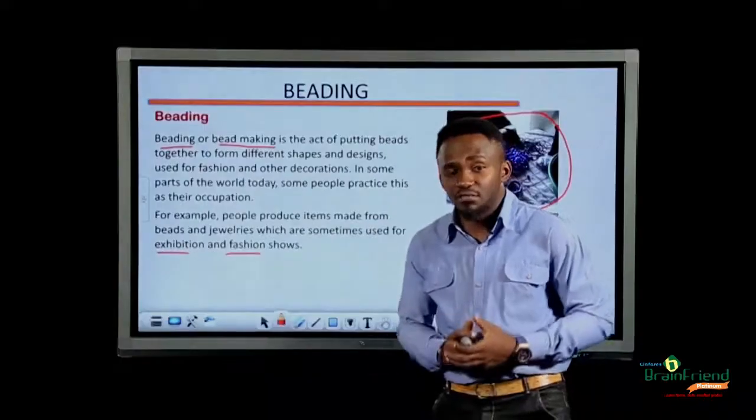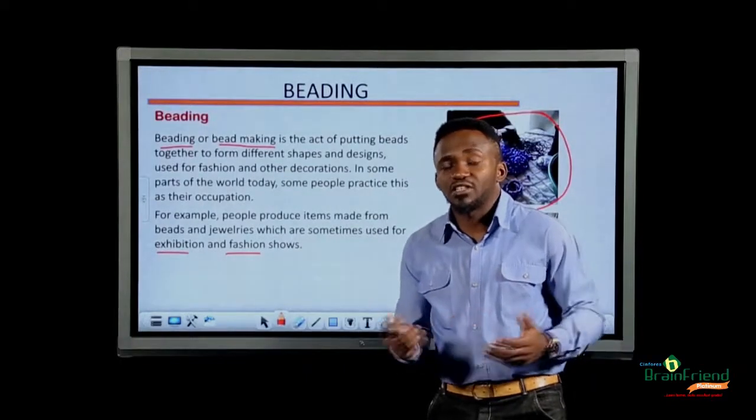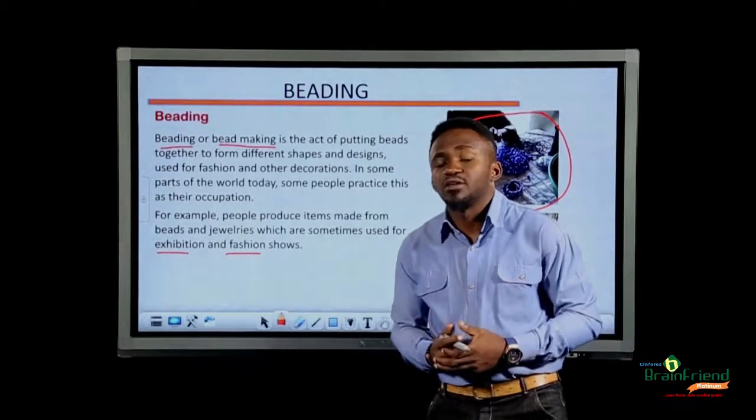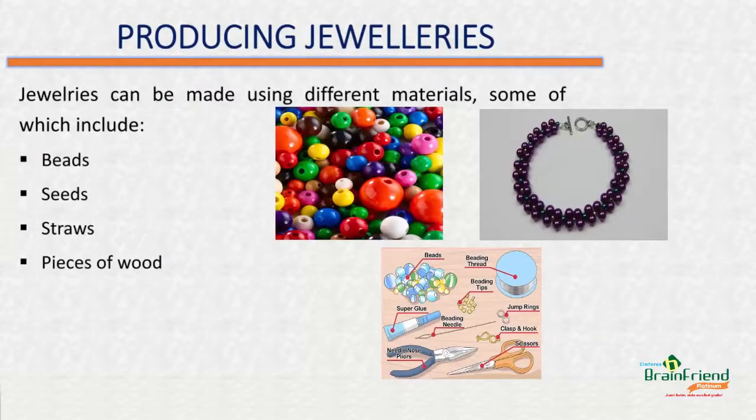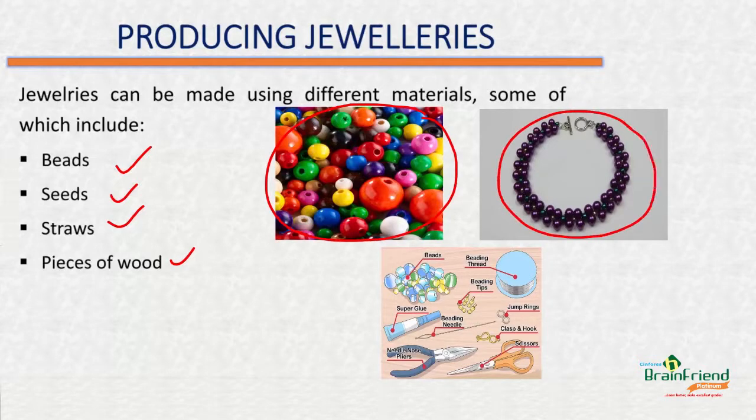Now, having looked at beads and bead making, just as I said earlier, there are several materials which can be used in making jewelries. Now, let's look at some of these materials. Number 1, we have beads. 2, we have seeds. 3, straws. And finally, pieces of wood. Just as shown on our images, this is an example of different types and colors of beads, while this is an example of a finished beadwork or a bracelet. And this image here shows us some of the tools and materials as well, which you can use in producing some jewelries. Let's proceed as we look at these materials.